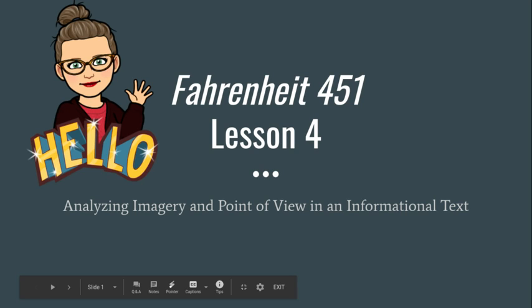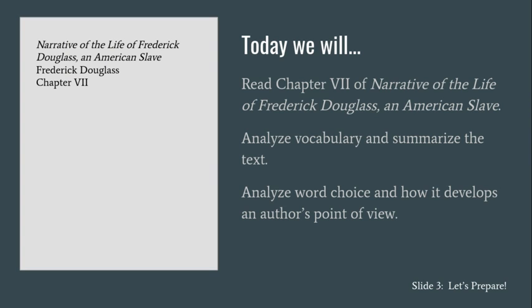Hello. Today we are going to look at Fahrenheit 451, Lesson 4, Analyzing Imagery and Point of View in an Informational Text. Today we will read Chapter 7 of Narrative of the Life of Frederick Douglass, an American Slave, analyze vocabulary and summarize the text, and analyze word choice and how it develops an author's point of view.